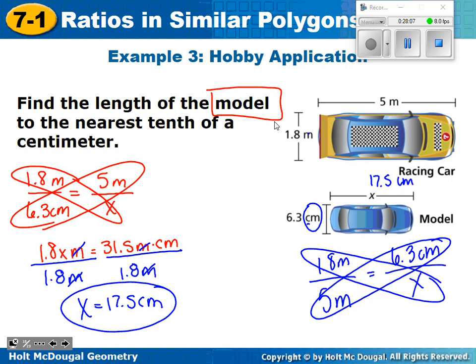If I said this was 2 feet to 6 inches, I cannot say that that's 1 to 3. I would have to convert to the same units first. So how many inches are in a foot? And 12 times 2 is 24. So it would be 24 inches to 6 inches, which is in what ratio? 4 to 1. Okay? So you can't give the similarity ratio unless it's in the same units.